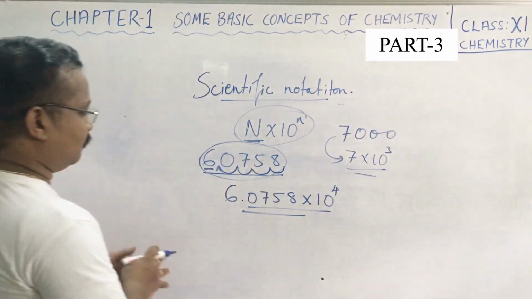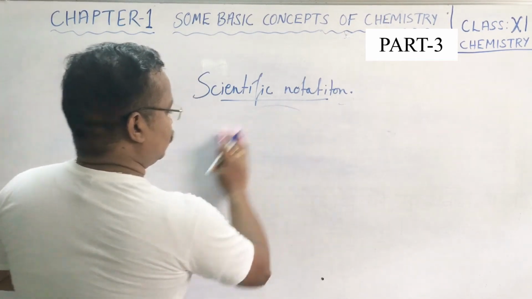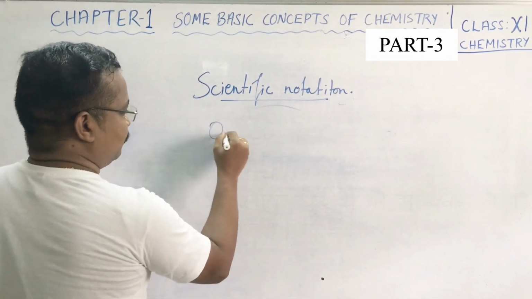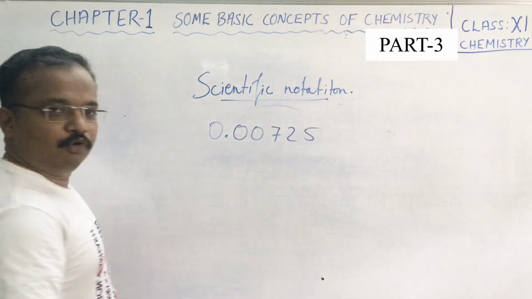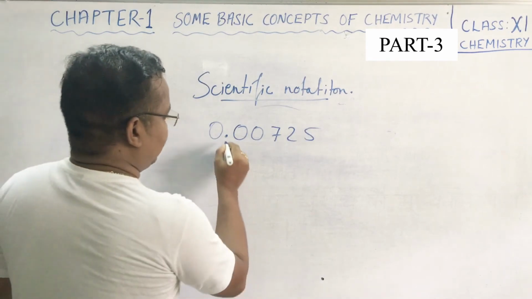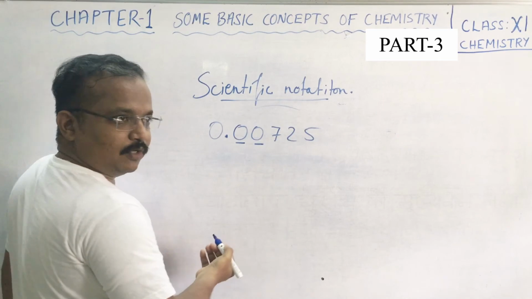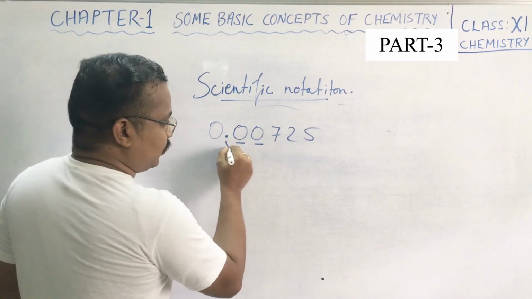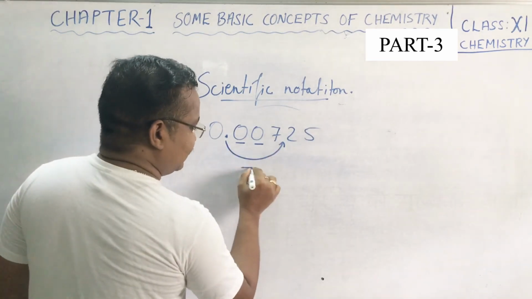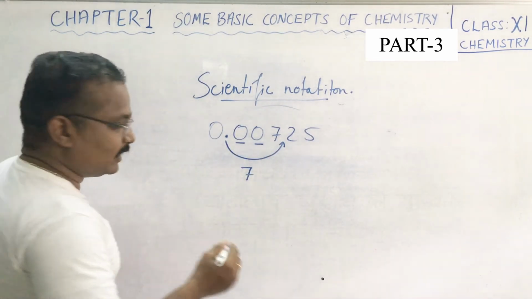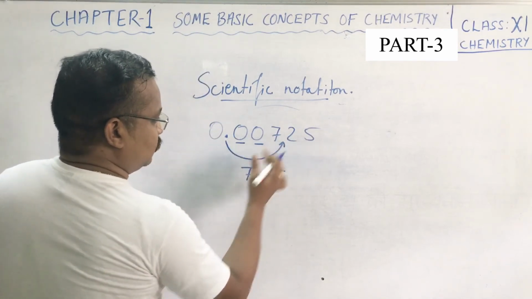I will show you some more examples, when the zeros come to the left. 0.00725. How do we write this in scientific notation? Now you see, after the point these are also zeros only. Now you have to take this point to here so that you will get a non-zero digit. Here 7 is the first non-zero digit. So we will write 7.25. These are the non-zero digits.